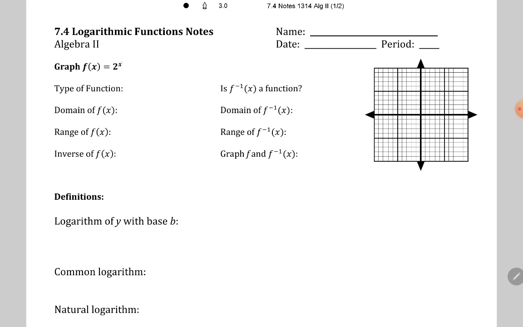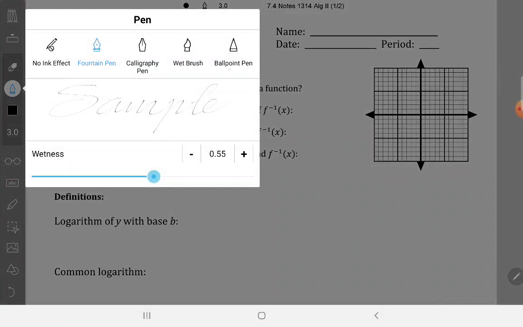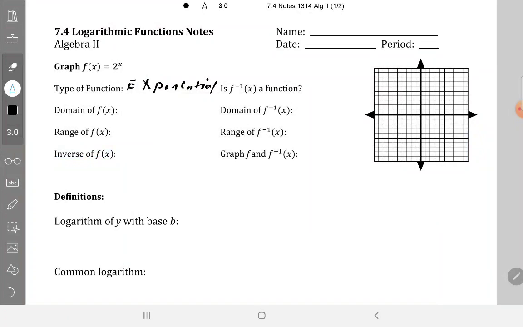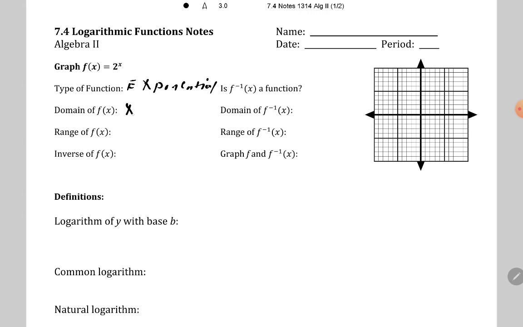So, let's have the graph y equals 2 to the x. It's an exponential function, because the exponent is our variable there. Is the inverse a function? So the domain, x belongs to all real numbers. It's like a weird E that looks kind of like that, but that means belongs to. Our range is greater than 0.